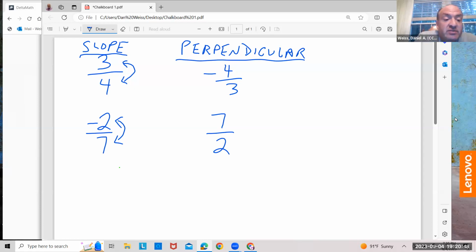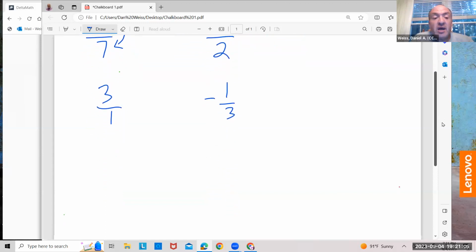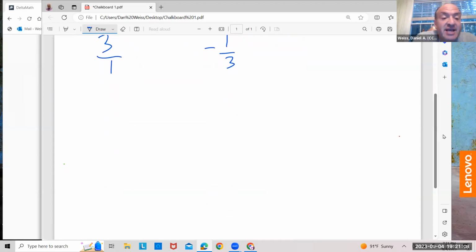If a slope is just plain 3, which is the same as 3/1, then the perpendicular would be -1/3. If the slope is -4, which is the same as -4/1, then the perpendicular slope would be +1/4. That's perpendicular. Now, let's go back to the problem.